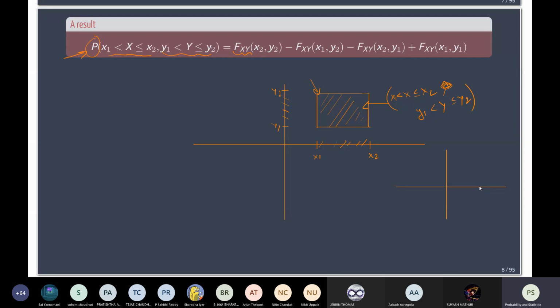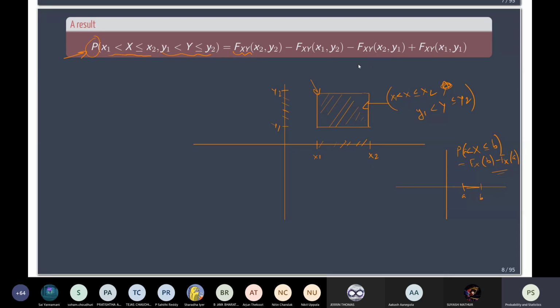In the single variable case, remember, we were talking about just the probability lying between a and b. So we were talking about the probability that x is greater than a and less than or equal to b. Then in terms of the CDF, it was F_X(b) minus F_X(a). Okay, so that was for the single variable case. Now we are talking about box regions. How do you compute probabilities here?